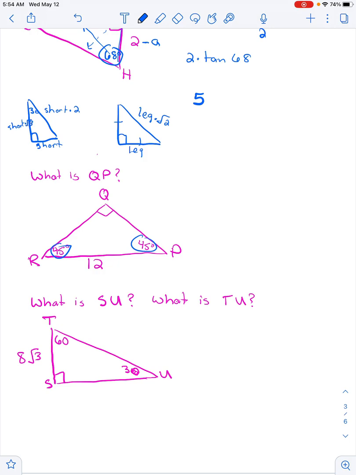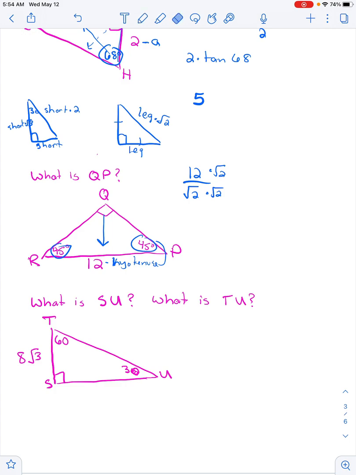So we go through and say, okay, what's QP? Well, this right here is my 90-degree angle, so this is my hypotenuse. So to go from hypotenuse to the leg, if I went from leg to the hypotenuse, I'd multiply by the square root of 2, so I'm going to divide by the square root of 2. Again, we don't leave the radical in the denominator, so then we multiply.